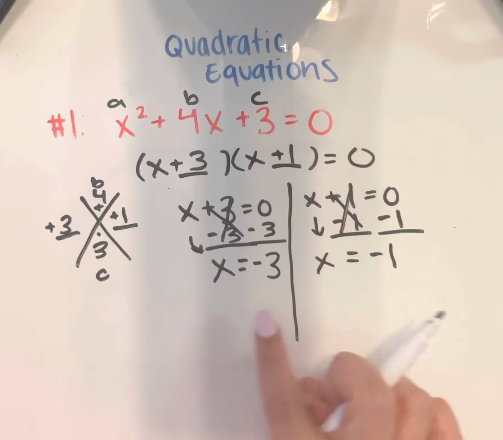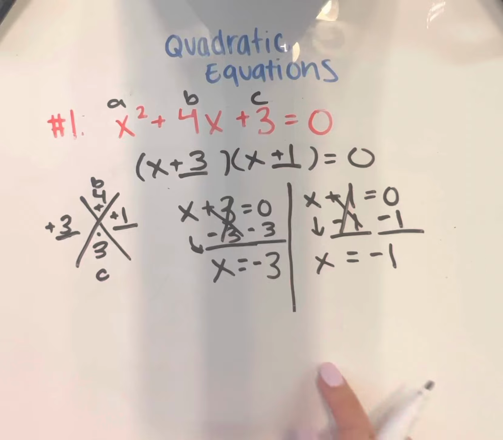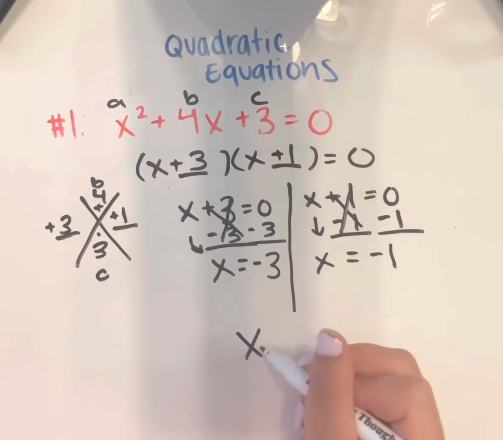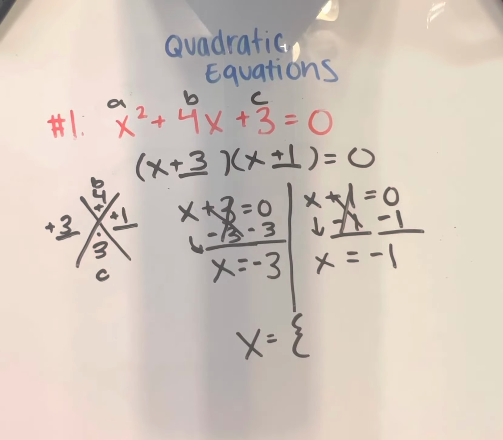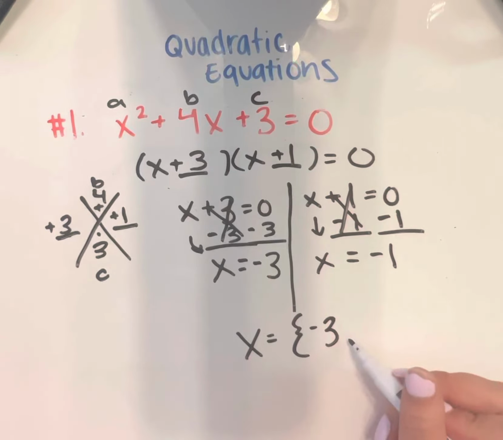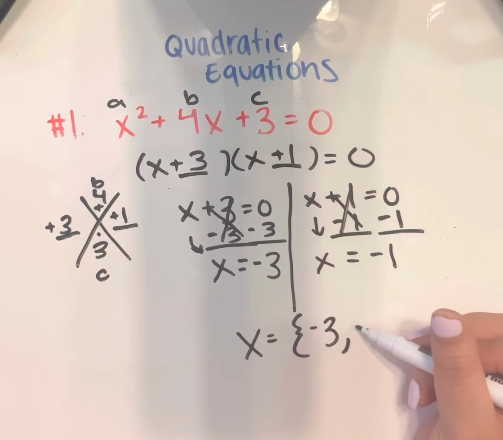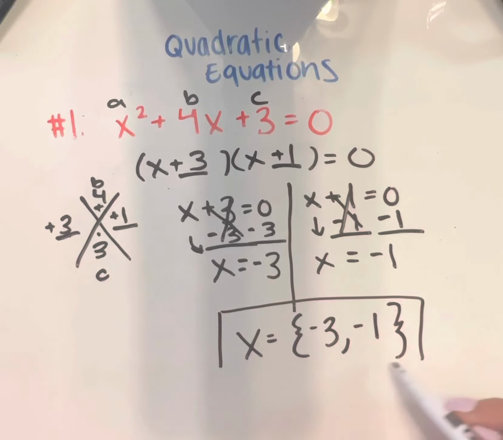We have our x-intercepts, our zeros. We're going to go ahead and put it in the proper form, which is x is equal to, we're going to include those curly brackets, right? And we are going to go ahead and insert those values. The way we do that is by putting them in the curly brackets with a comma. So we have x is equal to negative 3 and negative 1. And this is your answer.